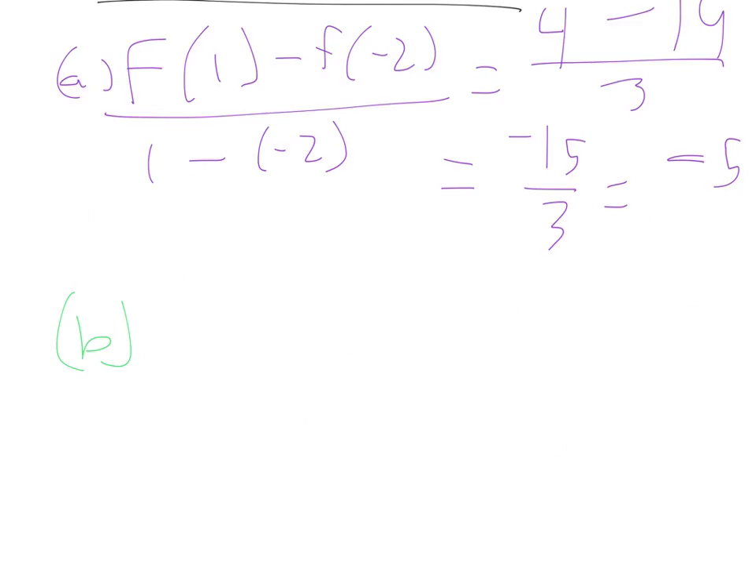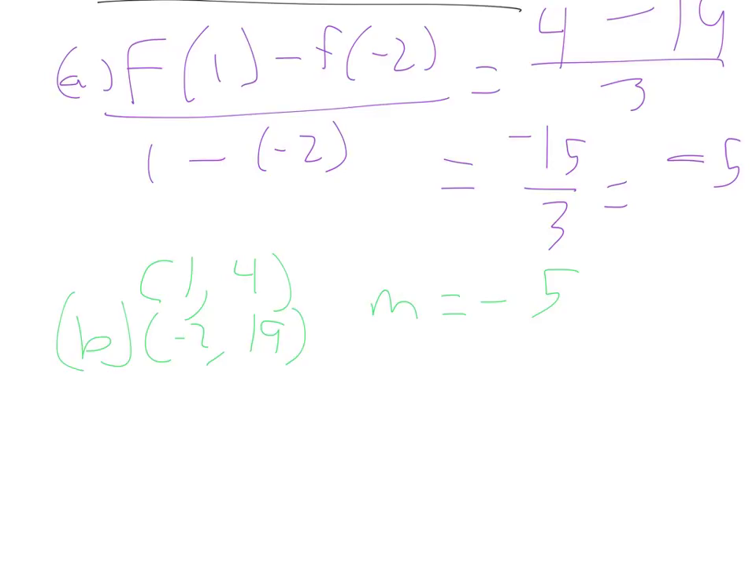Now in case you didn't notice, when x is 1 on that graph, y is 4. And when x is negative 2, y is 19. And the slope of the line containing those 2 points is negative 5.